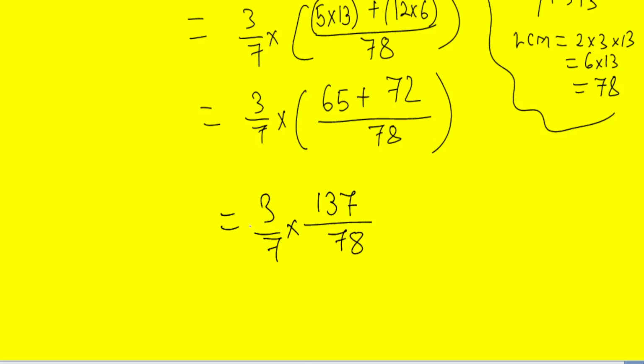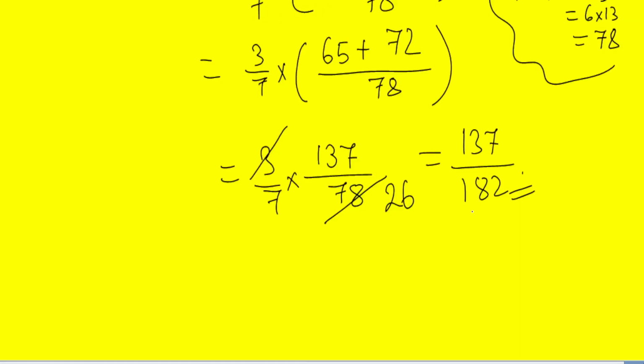Clear beta? Now 3 will cut this how many times? 26 times. So now the answer is 137 upon 7 multiply 26. When you multiply it, you will get a product 182. Now this is not the final answer actually. This is the answer of the left hand side. We have evaluated the left hand side. Now we have to evaluate the right hand side and then we will compare whether it is equal or not.